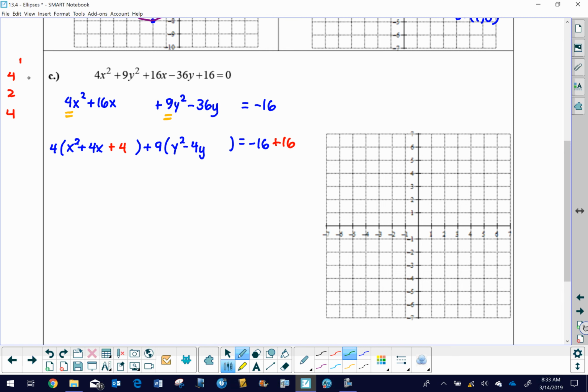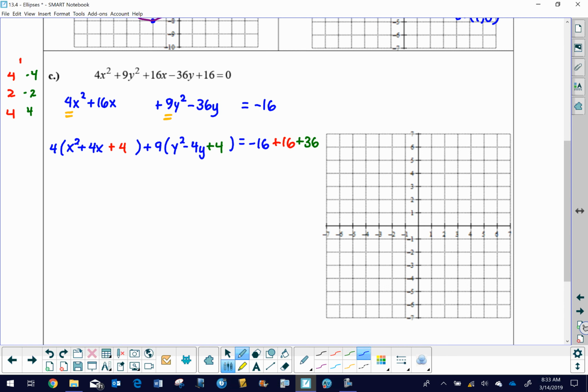We'll do very similar work with the y completing the square process. Our linear coefficient is -4. Cut it in half, we have -2. Square, we have +4. So again, we're going to add 4 right here, but is it really a 4? Nope, it's a 36. So we would need to add 36 over to the right side.